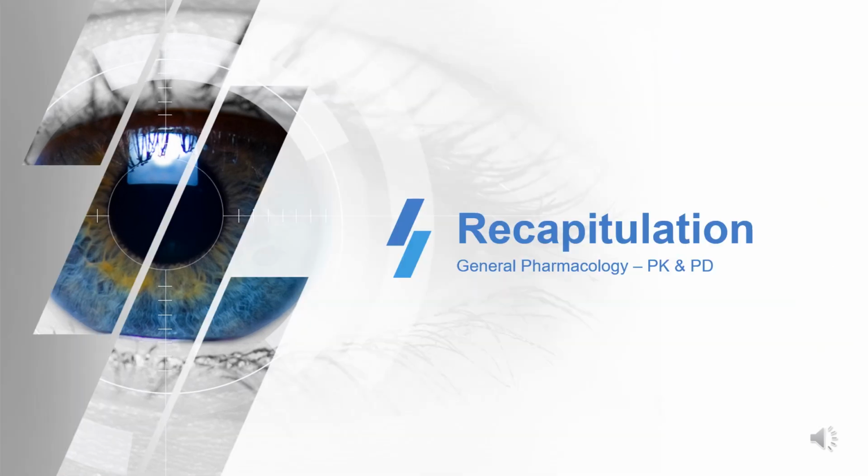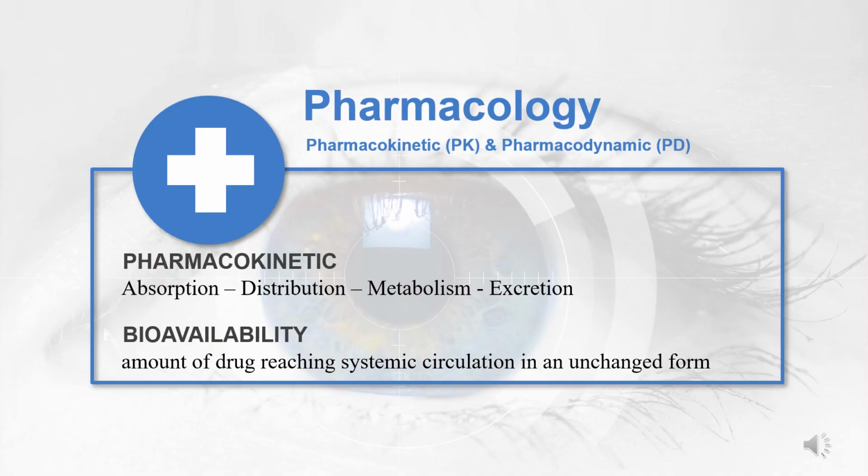Let's recap. What have you learned in the last semester, OPT601 General Pharmacology? Pharmacology is a study that consists of pharmacokinetics and pharmacodynamics. ADME, or absorption, distribution, metabolism, and excretion, are the key factors for pharmacokinetics. To achieve the optimum therapeutic effects, drugs or any diagnostic agent should have good bioavailability.